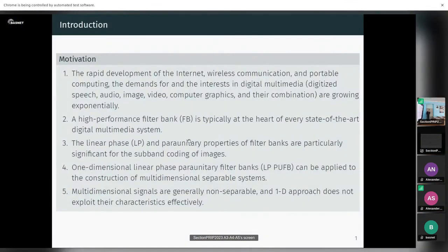We can go. My report is connected to some special class of the transforms, which is called paraunitary filter bands. It's kind of linear transform that can be used in image processing, image compression, and etc. And this report is done by a PhD student.